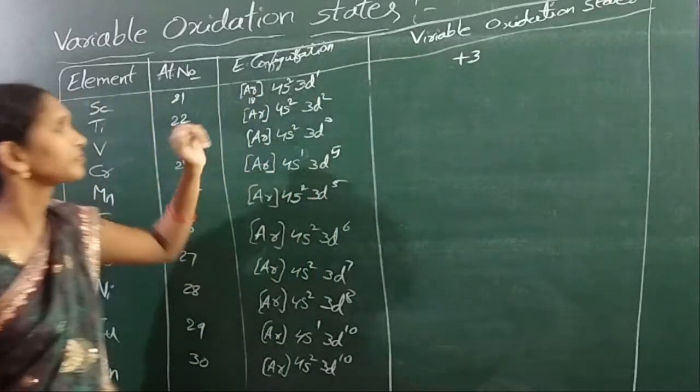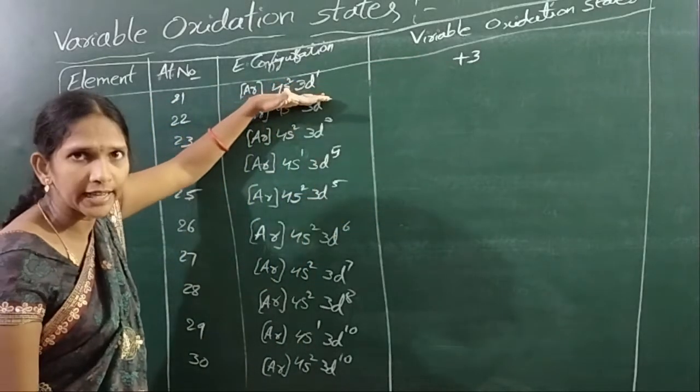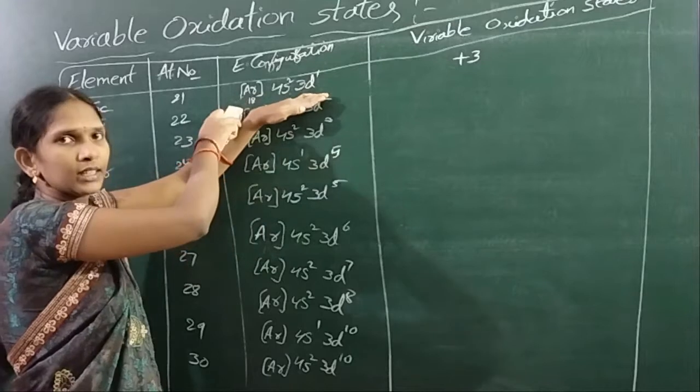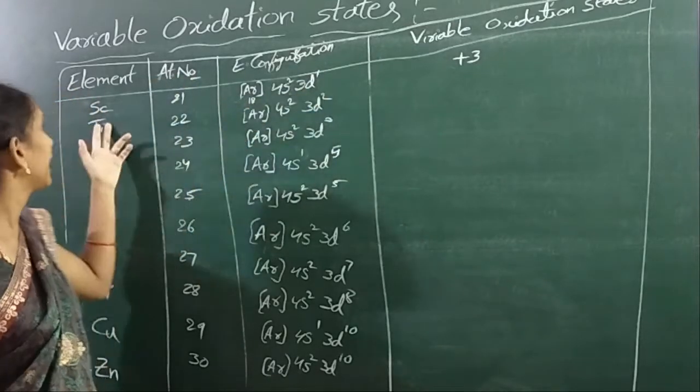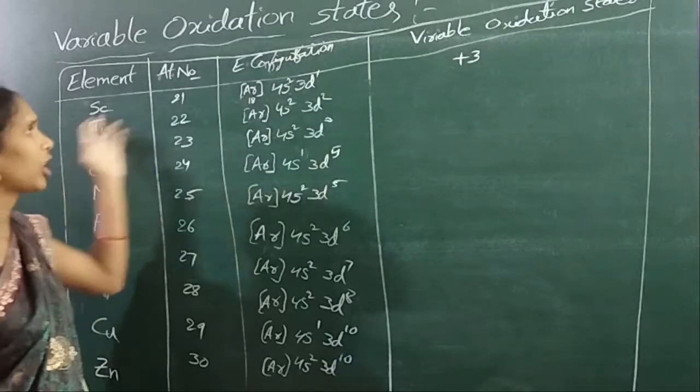Because if it loses these 3 electrons, then it gets argon configuration. So it gains stability. So it loses 3 electrons.